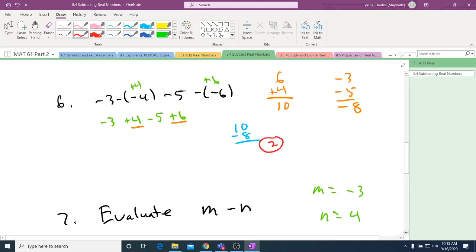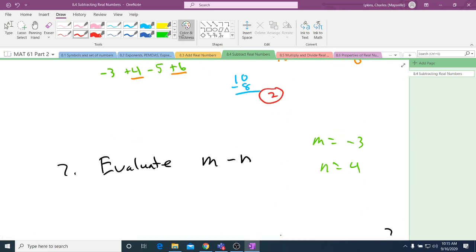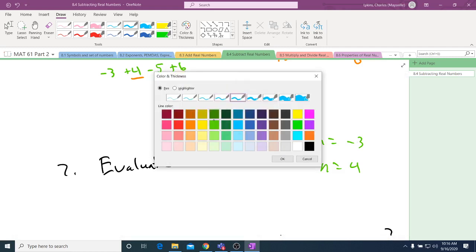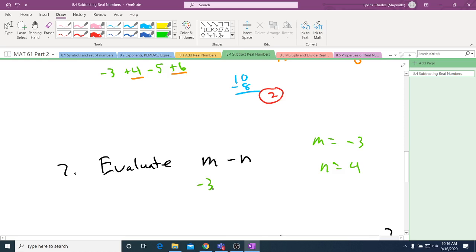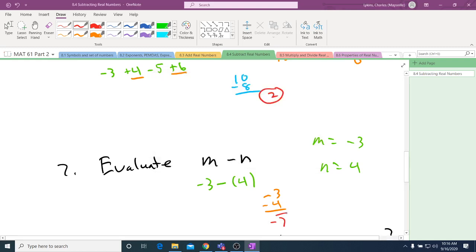Next, we've got an evaluate. That means all you're doing is plugging in your values for m and n and solving. So my m is -3. I'm subtracting n, which is a +4. So this is telling me -3 and a -4. So if you owe me 3 and owe me 4, that means you owe me 7, which would be a -7.